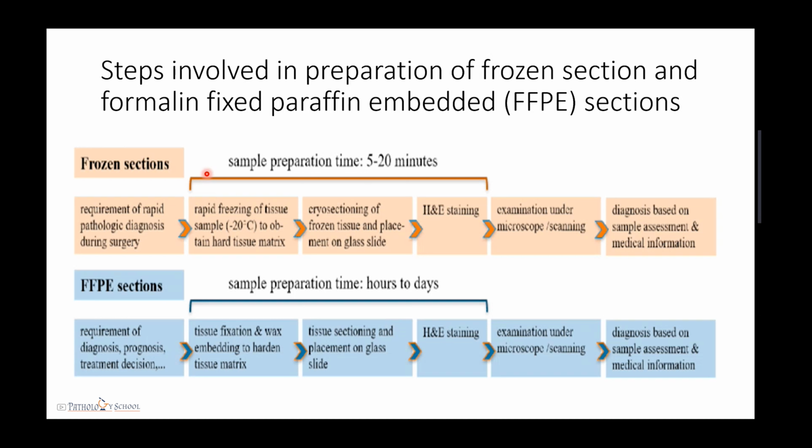In frozen section, what happens is we skip all those steps of tissue processing, and within 5 to 20 minutes we prepare the slide. Here we freeze the tissue at around minus 20 degrees Celsius to obtain a hard tissue matrix. Then we do cryosectioning of the frozen tissue and place it on the glass slide. It is followed by H&E staining, and then it is visualized under the microscope.